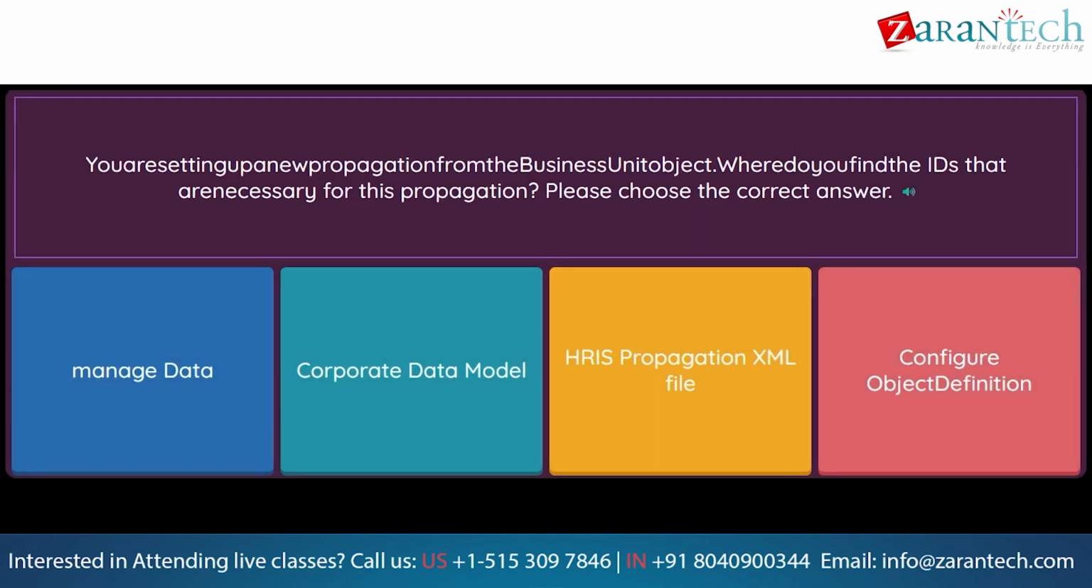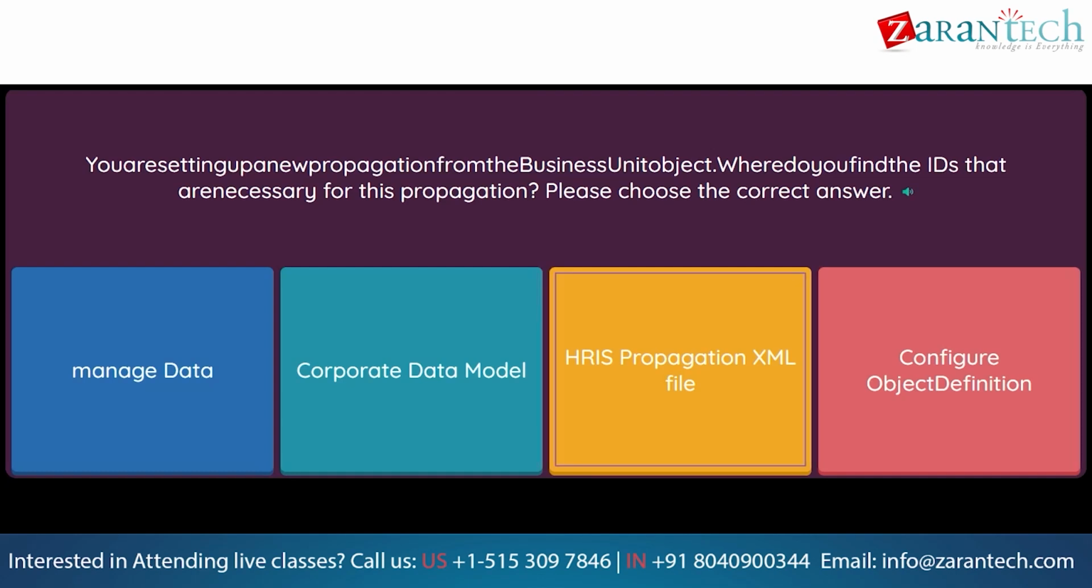Question: you are setting up propagation from the business unit object. Where do you find IDs that are necessary for this propagation? Please choose the correct answer. Option 1, Manage Data. Option 2, Corporate Data Model. Option 3, HRIS Propagation XML File. Option 4, Configure Object Definition.